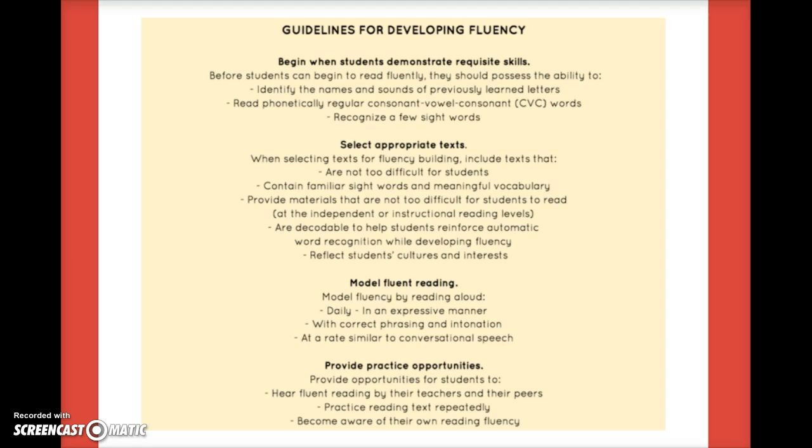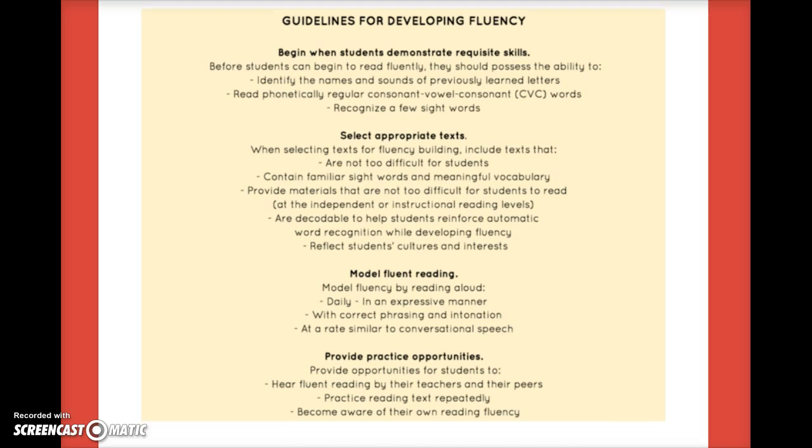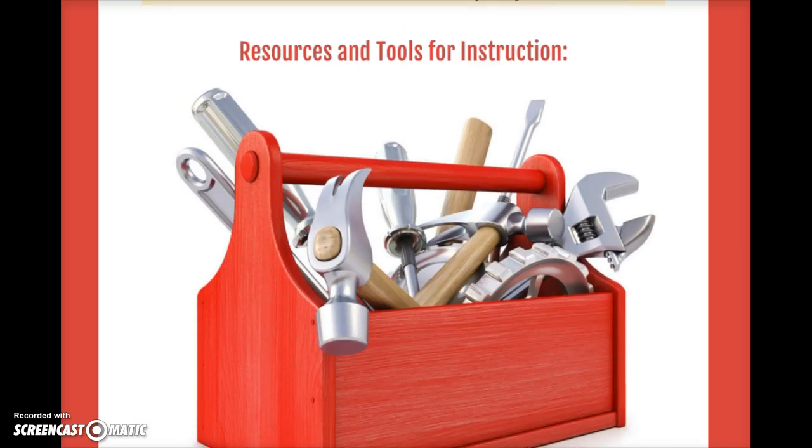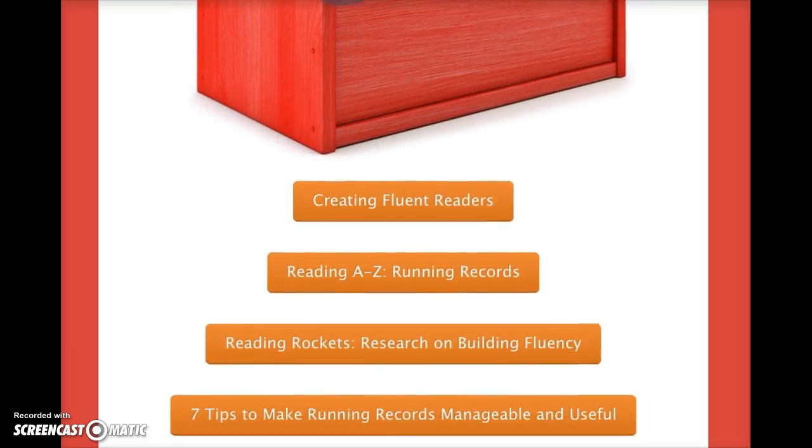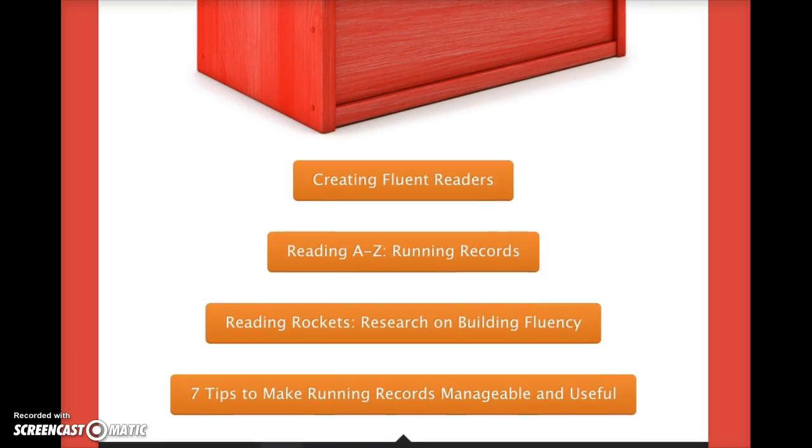On the rest of this module, we've included just some good resources and tips for helping develop fluency in your students and within your classroom. At the bottom, we have resources and tools for instruction. And so we have links that you can click on that will take you to research, some good tips. Reading A to Z has some really great resources. Reading Rockets and the research behind building fluency. And then the last one is 7 tips to make running records manageable and useful.